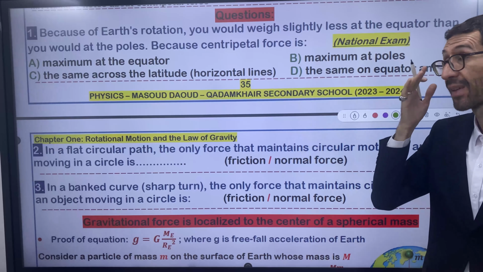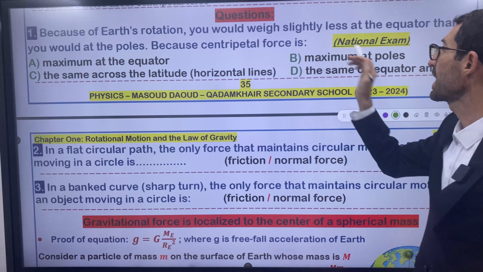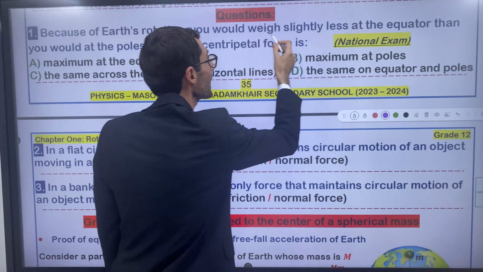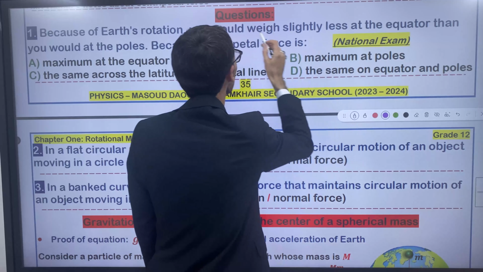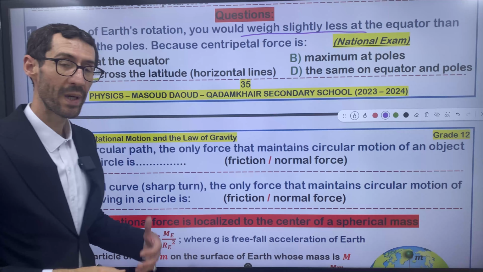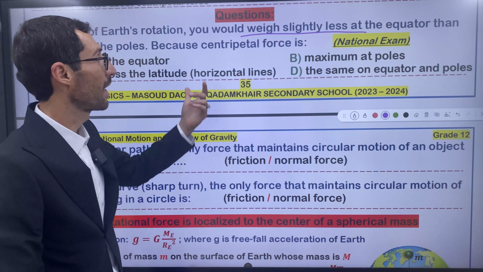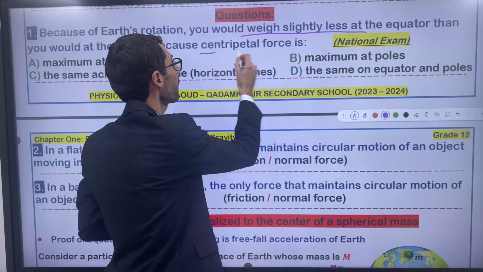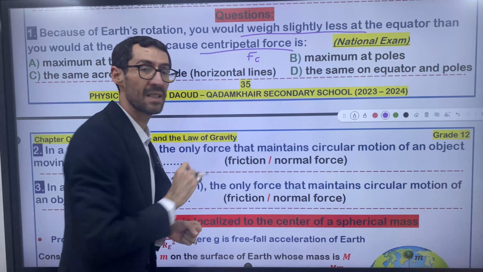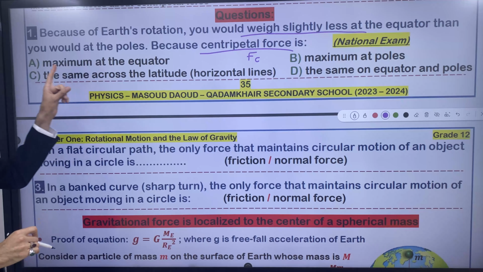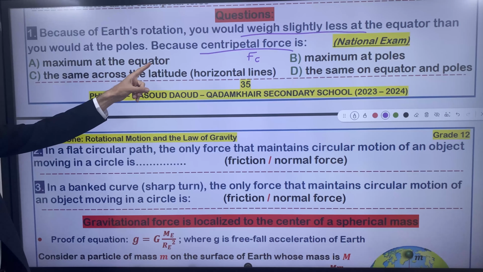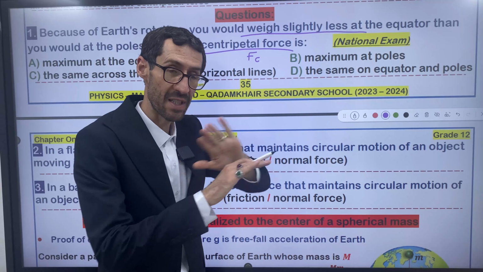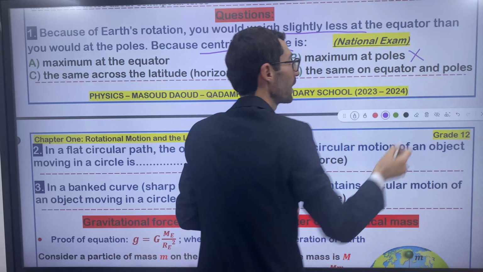I explained it for you. Because of Earth's rotation, you would weigh slightly less. You weigh less at the equator than at the poles. Why? Because of centripetal force, Fc. The question focuses on Fc, because Fc is maximum at the equator, not maximum at the poles. I told you at the poles there is no Fc, so that is completely wrong.